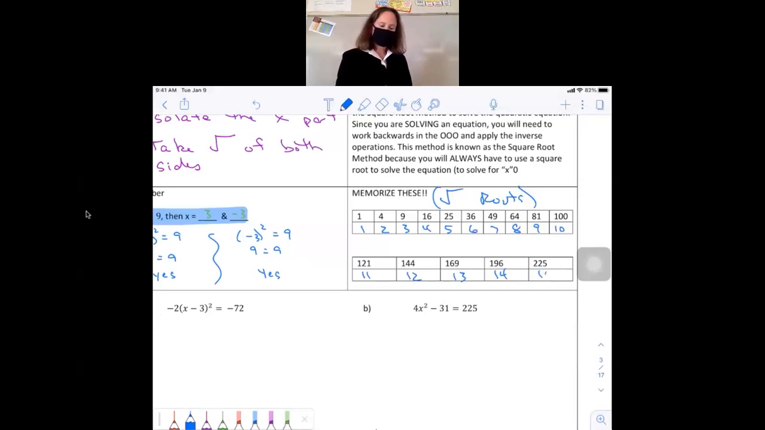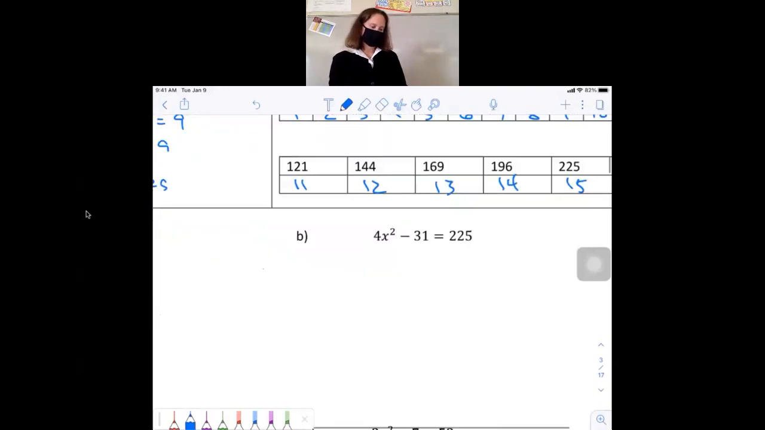Okay, then 14 squared is the reverse numbers, 196. So they're the same 6 and 9, but it's just 96 then instead. And then 225, people have a tendency to remember that that's 15.